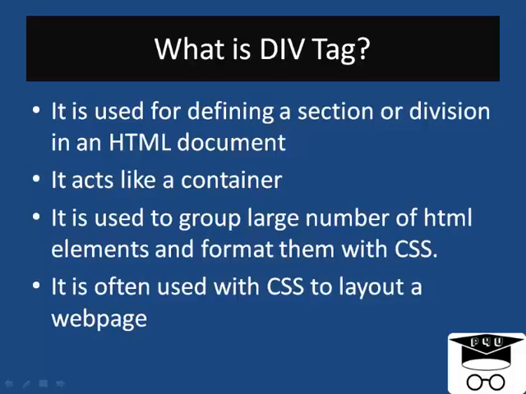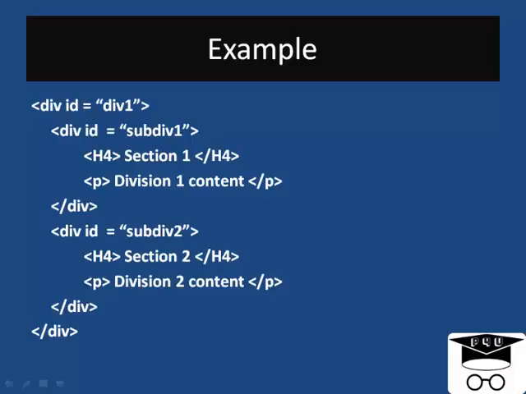That is, it is used with CSS to define the structure of a web page, where the text will be displayed, where images are to be placed, where your menus will be displayed, and so on. This is defining the layout of a web page. So the division tag is mostly used to define the layout of a web page. Right. Now let's see a simple example.